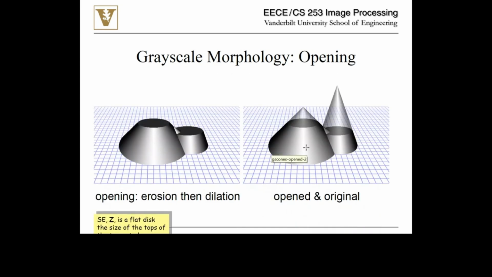Okay, so now we have the opening. The opening was an erosion followed by a dilation. And here you have the final result and the original image. First you erode, so you make the cones lower. And now you dilate, and then you make them bigger. By doing that, what you are getting rid of are the bright peaks. So the bright peaks disappear. The image stays more or less the same, but without the bright peaks.